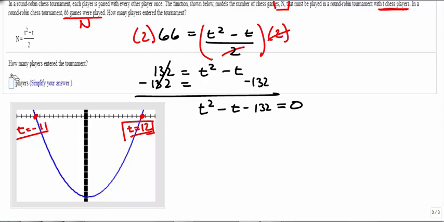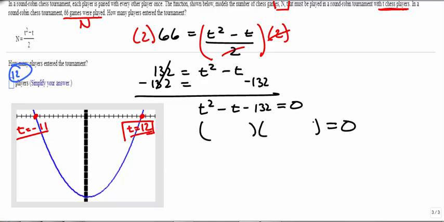So when we're trying to come up with our solution, we have to compare the numbers and see which ones make sense in the context of the question. So 12 players. Now if you like to solve this by factoring or using the quadratic formula, that's fine, but this will give me an indication as well of what my factors are.